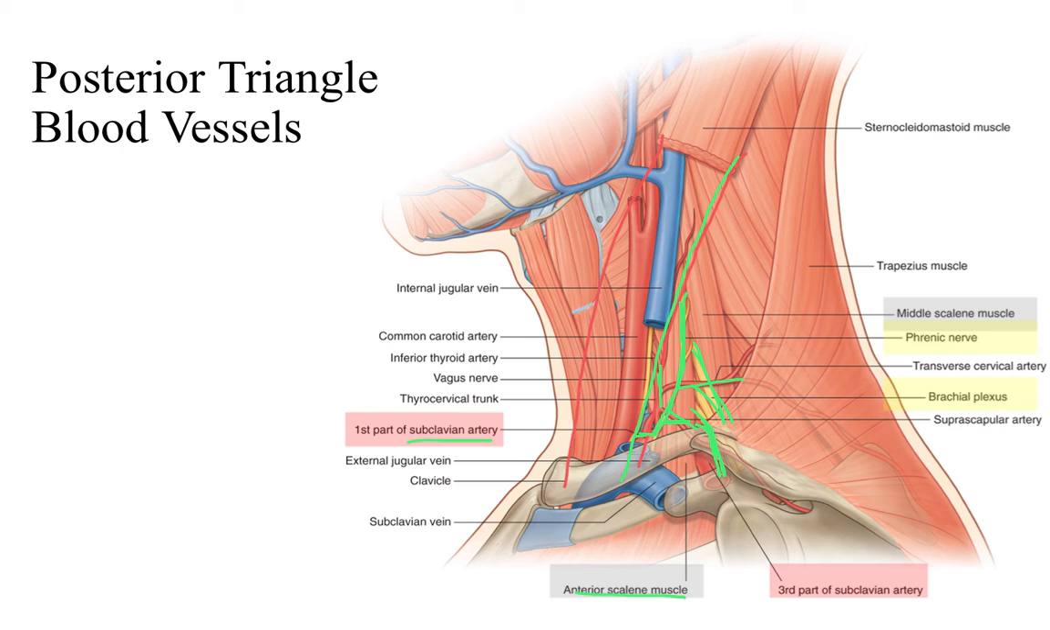And notice that those branches, let me erase some of this here. Notice that those branches are occurring between the anterior scalene muscle and the middle scalene muscle. So the brachial plexus is going to branch out between those two scalene muscles.